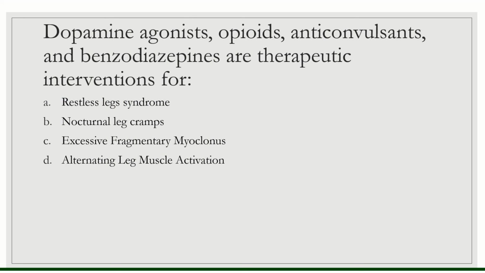Dopamine agonists, opioids, anticonvulsants, and benzodiazepines are therapeutic interventions for what? Is this restless leg syndrome? Is it nocturnal leg cramps? Is it excessive fragmentary myoclonus? Or is it alternating leg muscle activation? Of course, it would be restless leg syndrome because that's currently what we're discussing. So all of these are therapeutic interventions for restless leg syndrome.